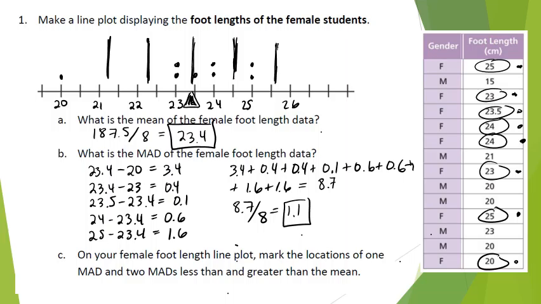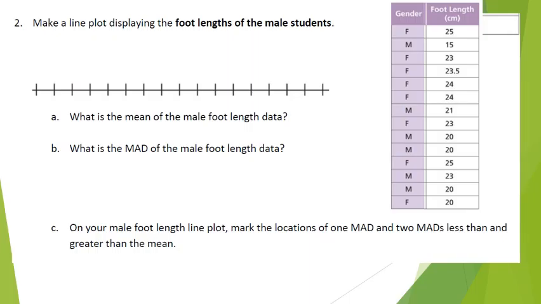Now we're going to do the same thing for the male foot lengths. Now let's make a line plot displaying the foot lengths of the male students. So first I'm going to note which values went with the male students. And I can see that I have 6 of them. And they range from 15 all the way up to 23. So I'm just going to go by ones here. 15, 16, 17, 18, 19, 20, 21, 22, 23.